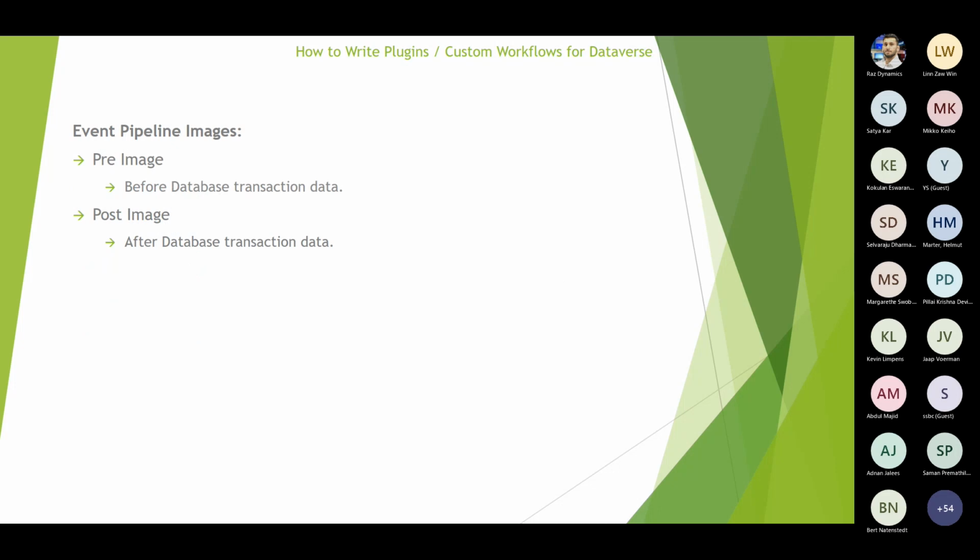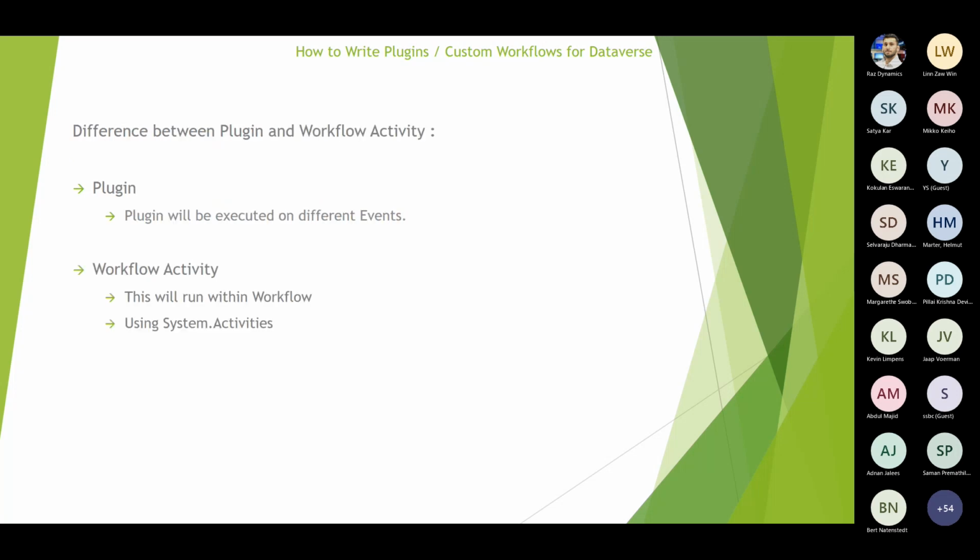There are two images available, nothing but a pre-image and a post-image. What is a pre-image? For example, if I'm updating a record, it is the record as it was before the update. It's like an audit history, with an old value and a new value. The old value is the pre-image, and the new value is the post-image. Using these two images, we can get the pre-image and post-image in our plugins.